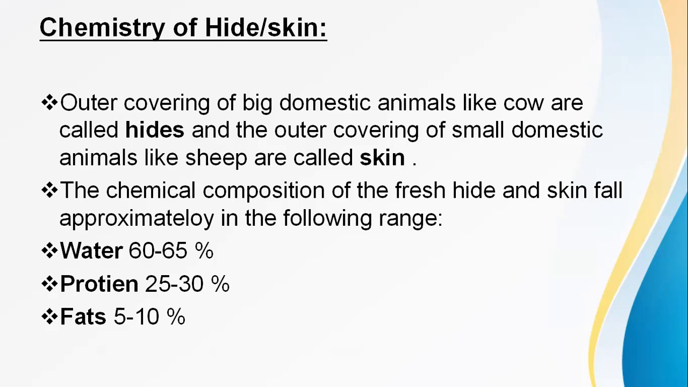The chemical composition of the fresh hide and skin falls approximately in the following range. Water is present at 60 to 65%, protein 25 to 30%, and fats about 5 to 10%. This was the chemical composition.